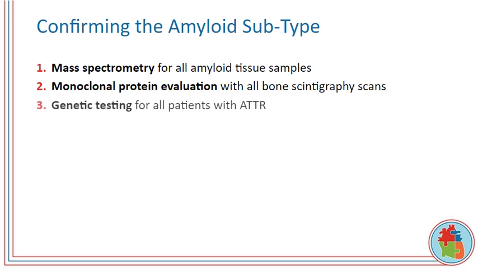And finally, for patients with transthyretin amyloidosis, genetic testing is critical to identify hereditary transthyretin amyloidosis subtypes, because this will guide therapeutic decision-making as well as screening of family members.